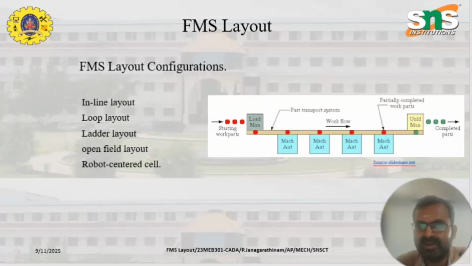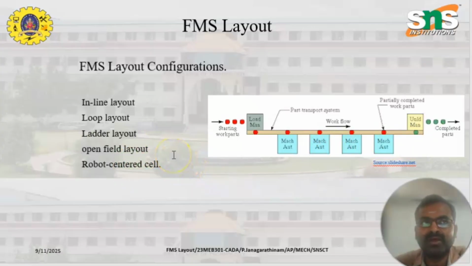First of all, what are the basic configurations available in our FMS system? The first one is the inline layout. This is the diagrammatic representation of inline layout. In a line, all the processes appear, like loading and unloading in between the machining workstations and assembly workstations. All of these are arranged in a straight line manner. That is known as inline layout.